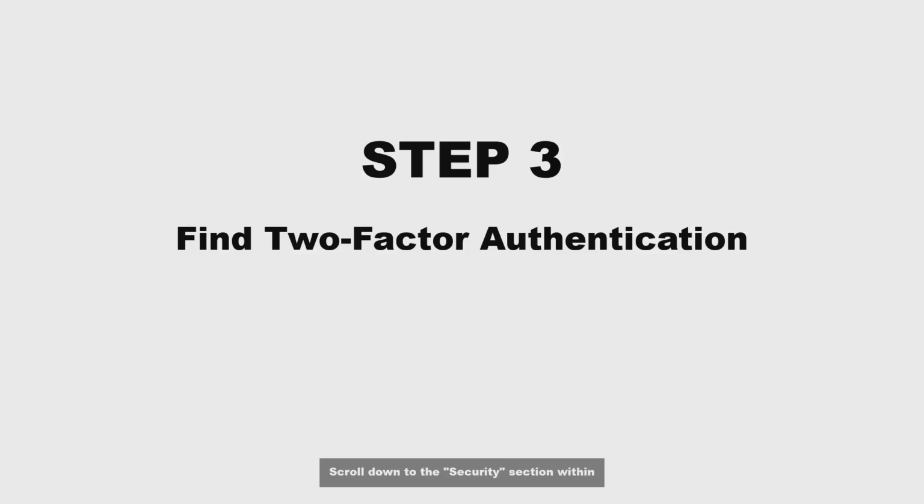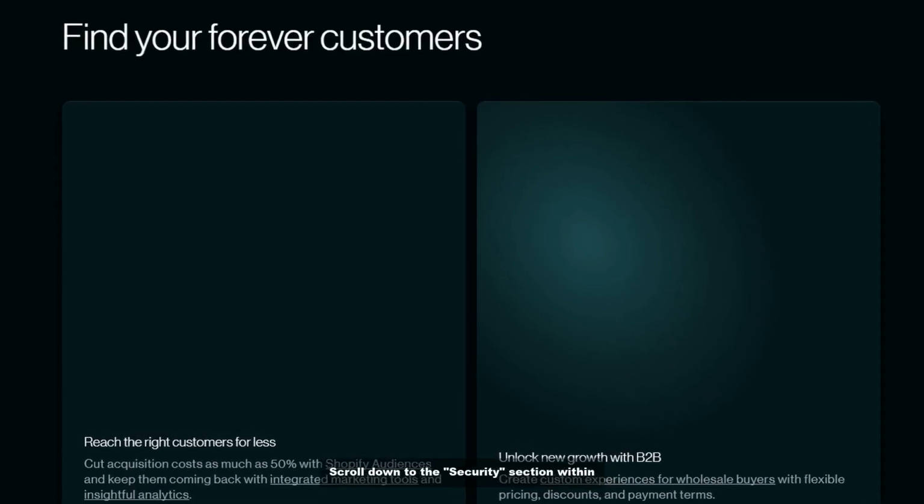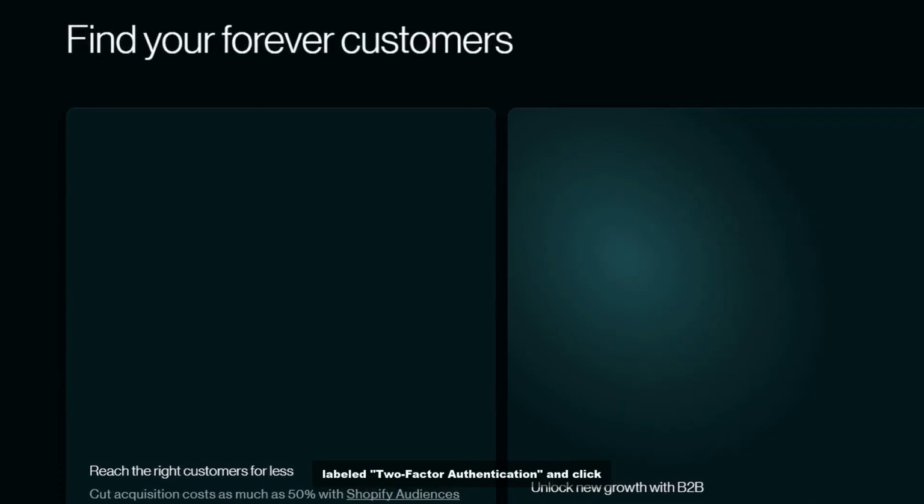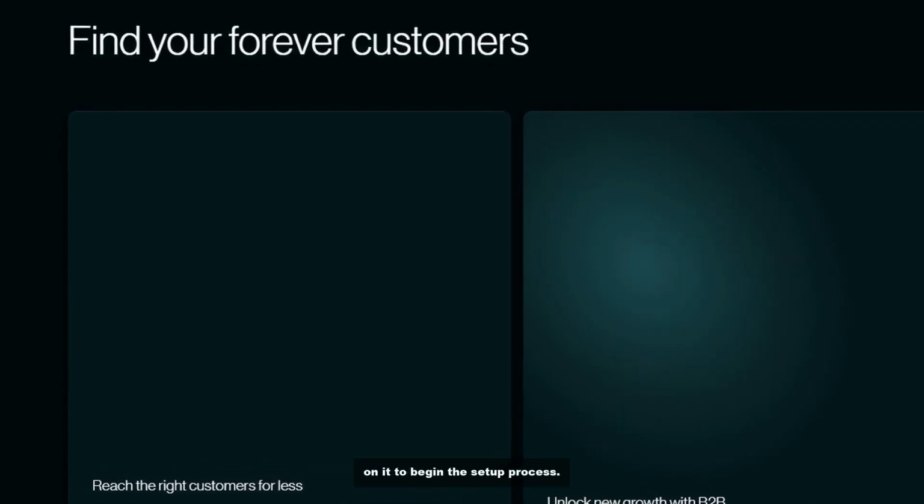Step 3. Find two-factor authentication. Scroll down to the Security section within your account settings. Look for the option labeled Two-Factor Authentication and click on it to begin the setup process.